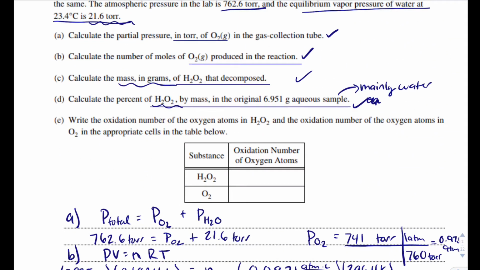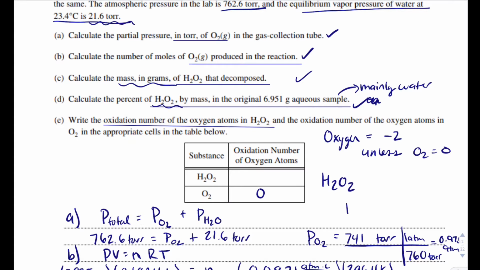In the last one, what they want is the oxidation numbers of oxygen in H2O2. If you remember, oxygen is almost always -2 unless it's with O2, because then it's 0. So I guess I just answered that question. And one exception is hydrogen peroxide, and it has to do with the Lewis structure.